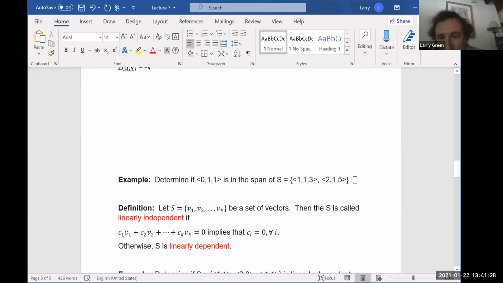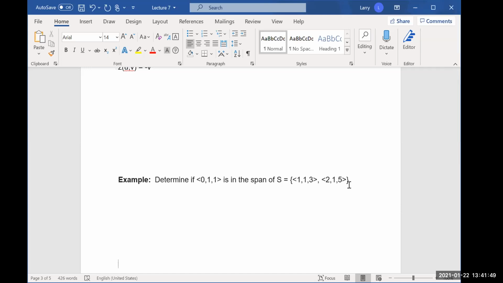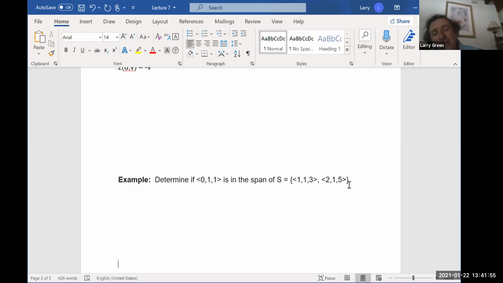Okay. Let's do another example. Determine if 0, 1, 1 is in the span of 1, 1, 3, comma 2, 1, 5. So what do we have to do? First of all, multiply them by u and v, and then add them. Yeah. And I'm not going to use u and v. U and v is when you want to think of it geometrically. I don't want to even think about this geometrically. I'm just going to use a and b. That's more standard. A and b is typically when you're doing it algebraically.